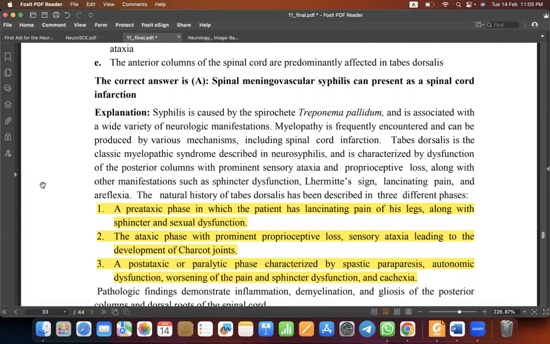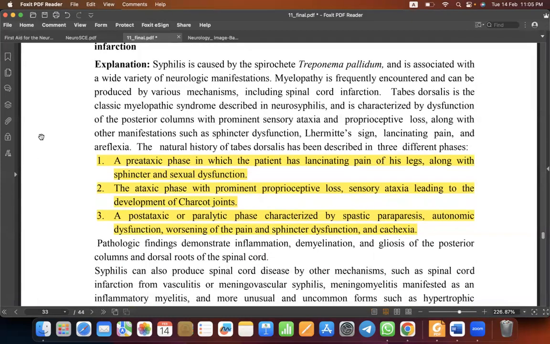As I told earlier, it is a spirochete, Treponema pallidum, associated with a wide variety of neurological dysfunction. First of all, it can cause myelopathy. It can cause cord infarction in meningovascular syphilis. The patient having tabes dorsalis has a classical myelopathic syndrome, also with posterior column involvement. Posterior column involvement causes sensory ataxia and proprioceptive loss. That is the issue there.